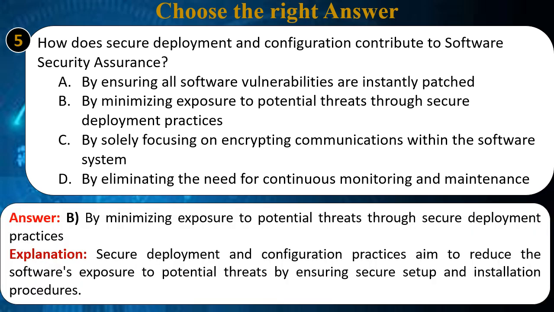The most accurate answer is B. By minimizing exposure to potential threats through secure deployment practices. Here's why. A. Instant patching is ideal but not always feasible, and secure deployment aims to minimize risk even before patching vulnerabilities. C. Encryption is one aspect of secure communication, but deployment encompasses a broader range of security practices. D. Continuous monitoring and maintenance are crucial even with secure deployment, as new threats and vulnerabilities emerge constantly.